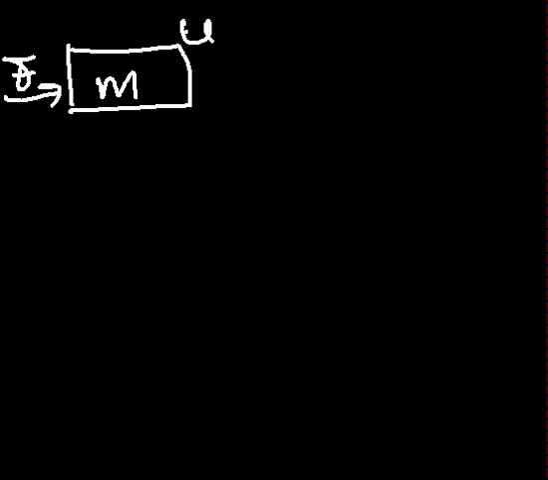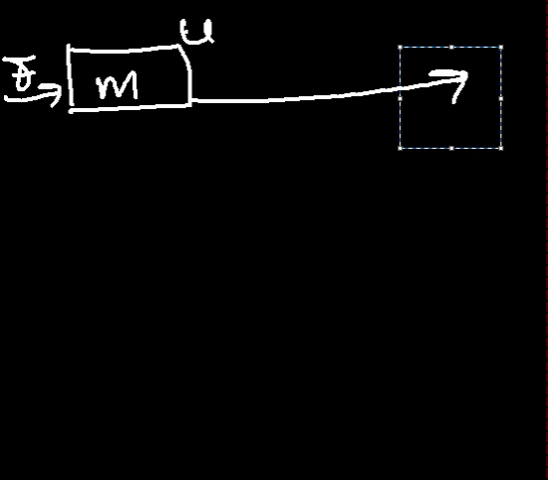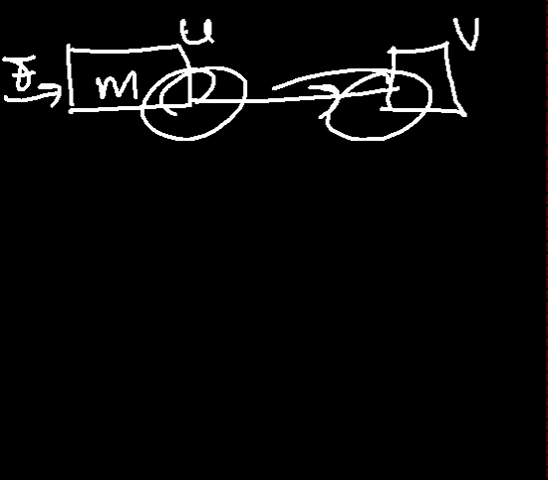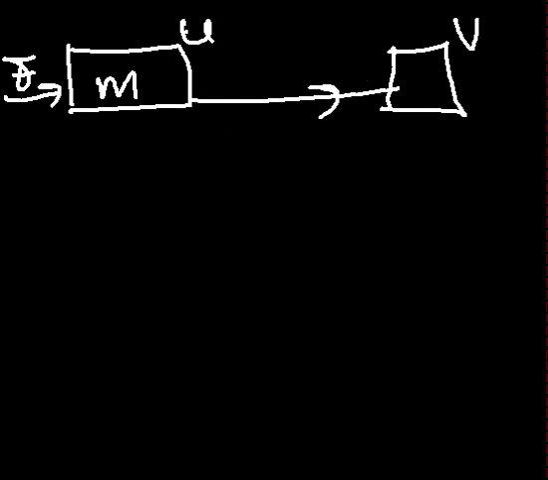Now, since the force has been subjected onto the object, the object has accelerated up to this point. Let's say the object now is at this point, with the final velocity given as v. And let's say the time taken from this point to this point, while the object has been subjected to the force, is given as t.